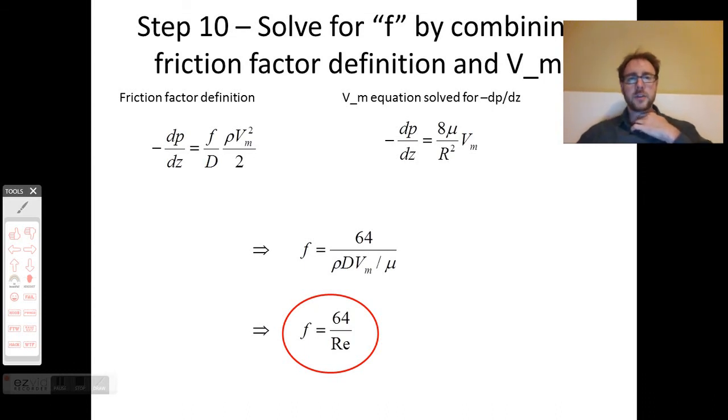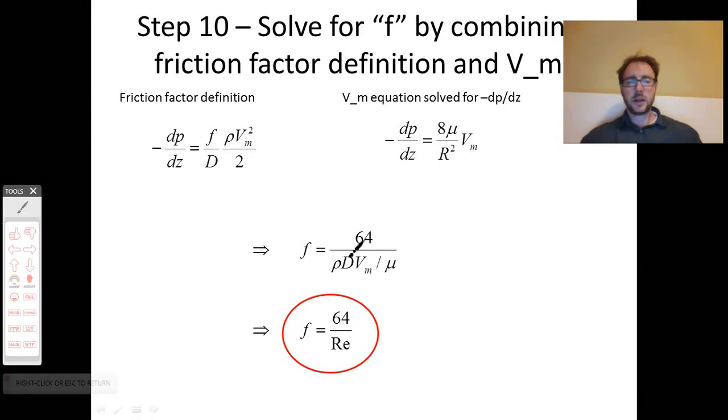So we can solve for the friction factor by combining that friction factor definition from the last slide, right here, and our mean velocity, which is right here. Each of these two equations has the same term on the left side, so we can equate the right sides of these two equations. We can equate the friction factor term as related to the pressure drop to the mean velocity as related to the pressure drop. And solving for that gives us the friction factor is 64 divided by rho dV over mu. And this term at the bottom we should recognize as the Reynolds number. So the friction factor is equal to 64 over the Reynolds number for laminar flow in a horizontal tube.